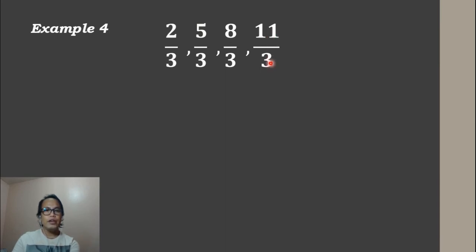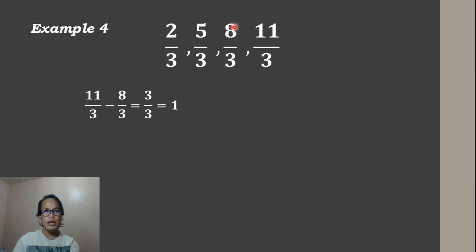So 11 over 3 minus 8 over 3. This time, we will apply the rule in subtraction of fractions since this is a fraction. In subtraction of fractions with the same denominator, or similar fractions, we just simply copy the denominator. In this case, our common denominator is 3, so we copy 3 and perform the operation in the numerator. So 11 minus 8 is 3, and 3 over 3 is of course equal to 1.